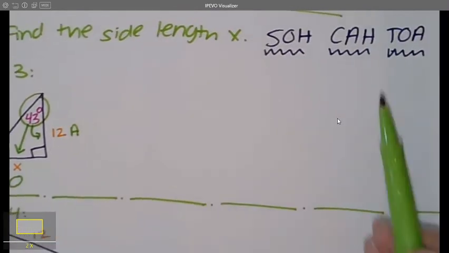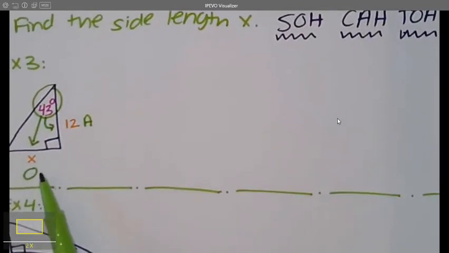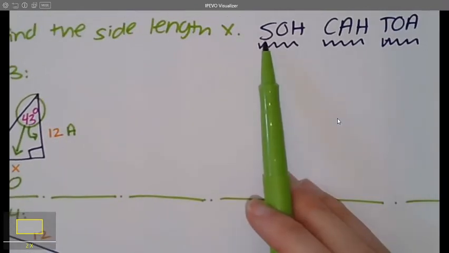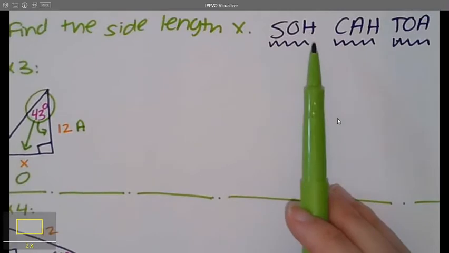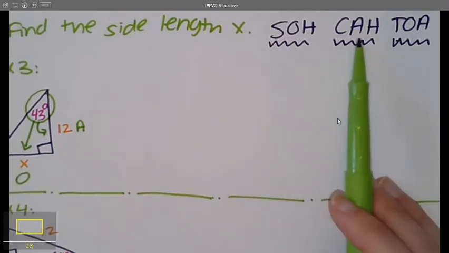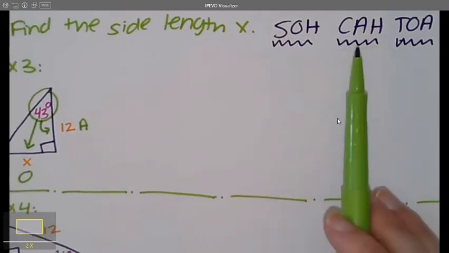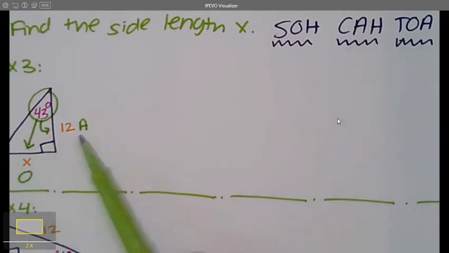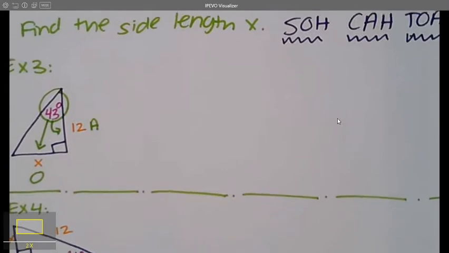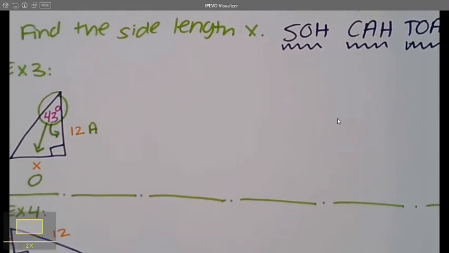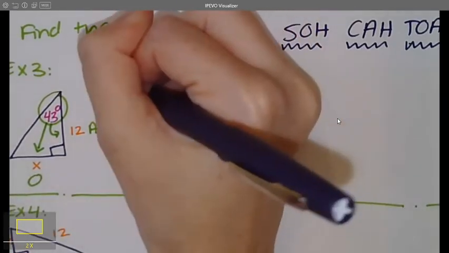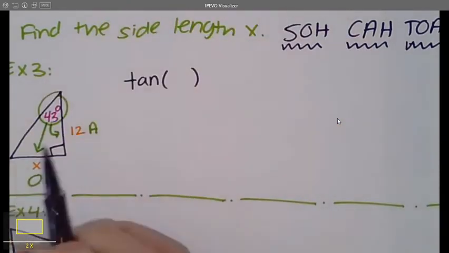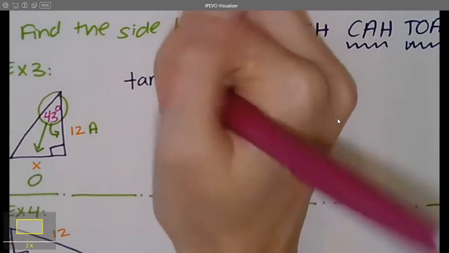So we need to know which trig function has an opposite and an adjacent in it. Sine is opposite and hypotenuse, so it's not sine. Cosine is adjacent and hypotenuse, so it's not that one. But tangent is opposite and adjacent. So I have an opposite and adjacent, which tells me we're going to use the tangent function. So this is going to be tangent. Inside the tangent, we're going to put the angle, which is 43 degrees.